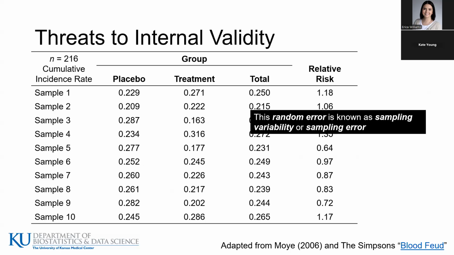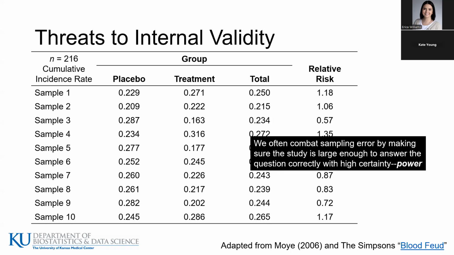The effect of the sampling variability in these estimates is very clear. So we can see that we get very different estimates of the relative risk in the 10 different samples. So this random error that we see is known as sampling variability or sampling error. And we can often combat this by creating a sample that is large enough to answer the question with a high certainty.